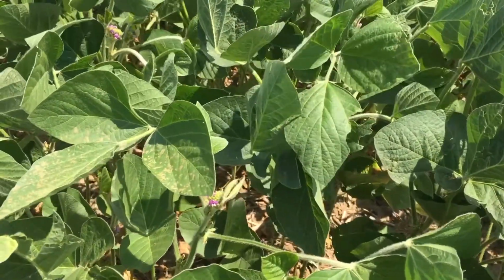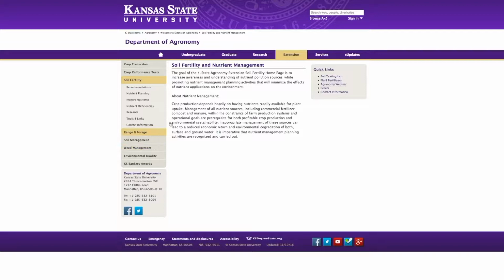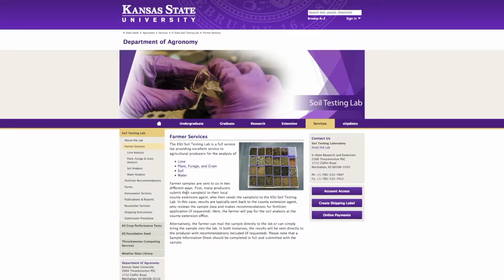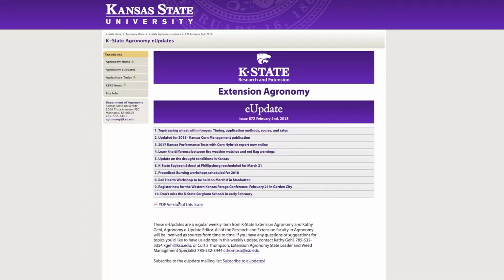In terms of information, we are doing several of these meetings this year with producers. We do have our soil testing lab website at K-State, where we have a lot of the information in terms of recommendations for fertility management in soybeans. We do have the e-updates that I definitely encourage producers to look at as we are providing some guidelines and some timely recommendations for all major crops in Kansas.